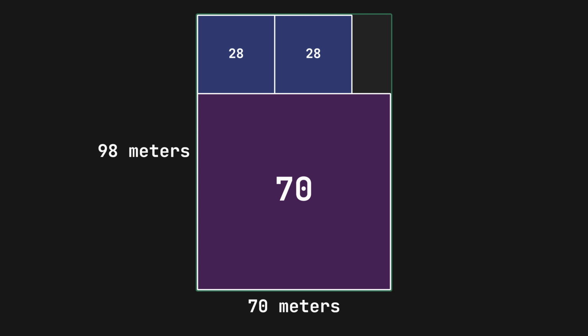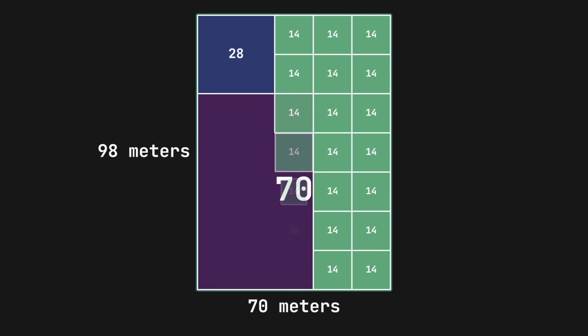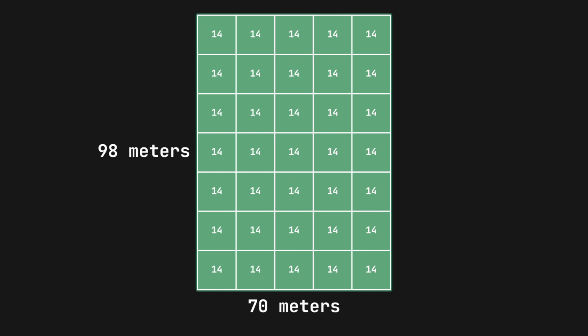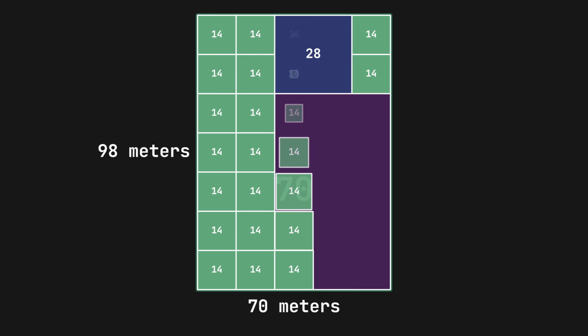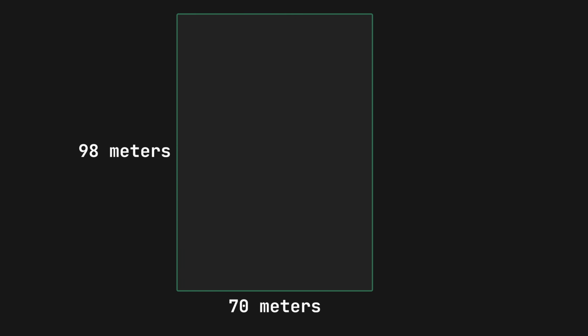At that point, we're left with a space that is 14 meters wide, so we can fit a 14 square into there, and we can fit another 14 square on top of that. And after that, we've used up all of the space perfectly. So that means 14 is the greatest common divisor between 98 and 70. This means 14 by 14 meters is the size of the largest size square plot that we can tile in our field perfectly. And with that, we have our answer.